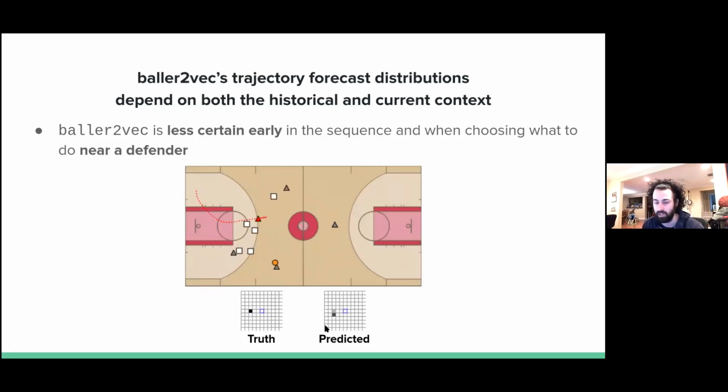And at the beginning, you'll see that it's basically really gray and kind of flat because the model is really uncertain. But as the sequence progresses, it becomes more certain until it reaches a decision point around here, where you can imagine the player is either going to go right or straight and the model's not sure. And then it becomes more certain again as the player makes the decision.